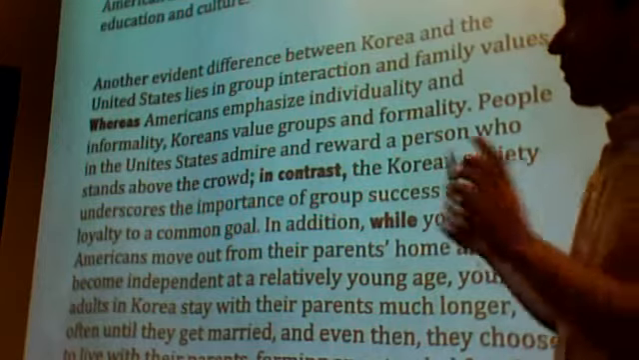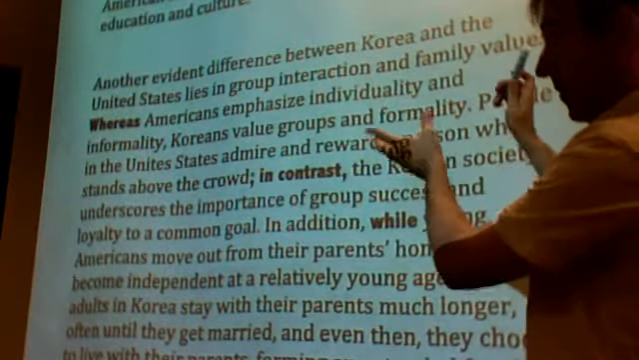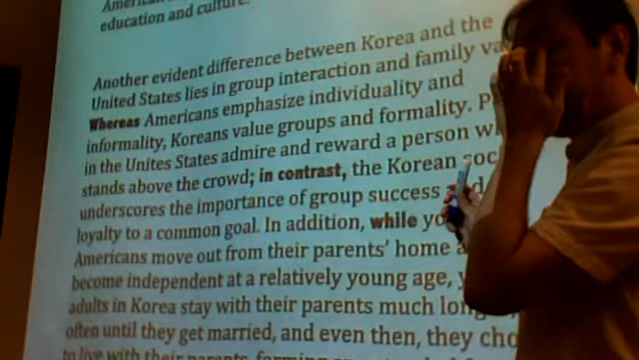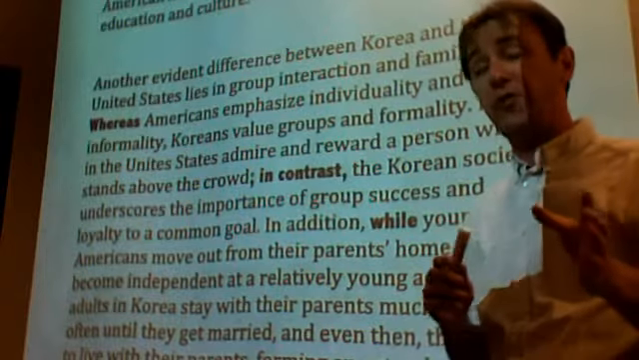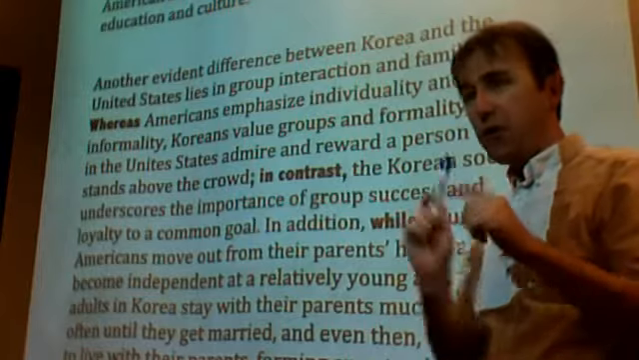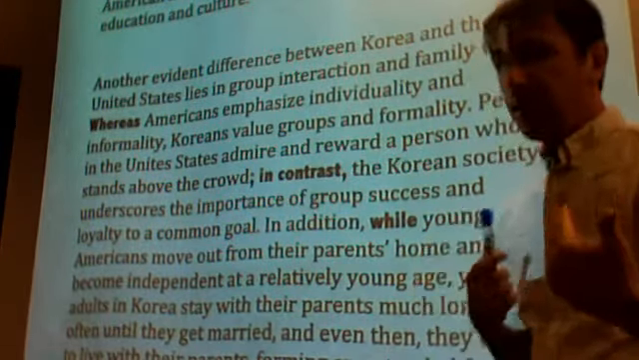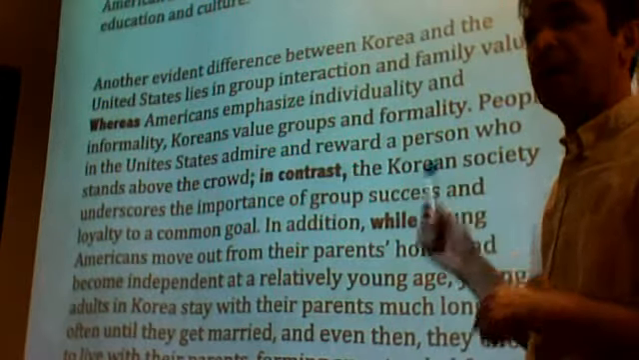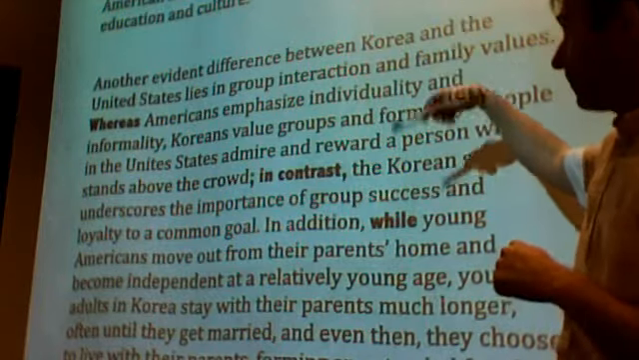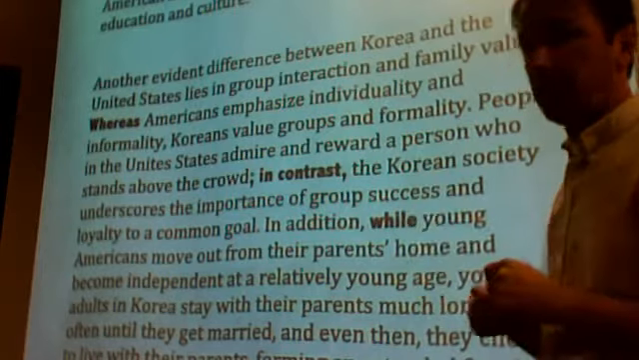And just remember the use of the transition within the paragraph, and also the use of the details and examples is very crucial in how your paragraph looks. So now I'd like for you to think of another difference between the two countries, and using one of the two paragraphs that we've just developed, I'd like for you to write one. Thank you.